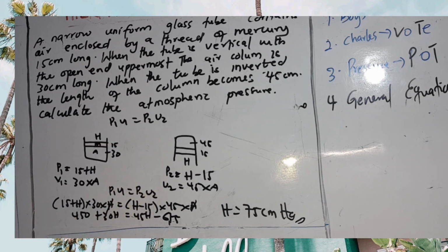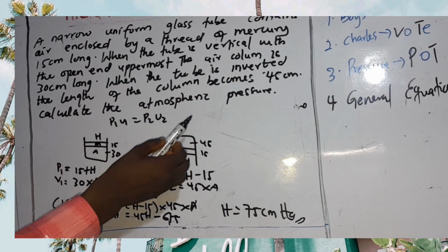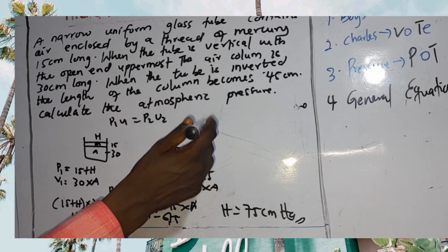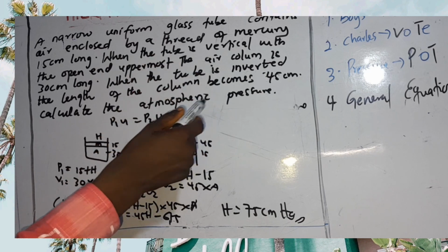I'll give you some questions so that you try your hands on it. In the next video, we'll look at Charles' law. We say Boyle's law is VIP: volume is inversely proportional to the pressure. But in Charles' law, we'll look at the volume being directly proportional to the temperature.